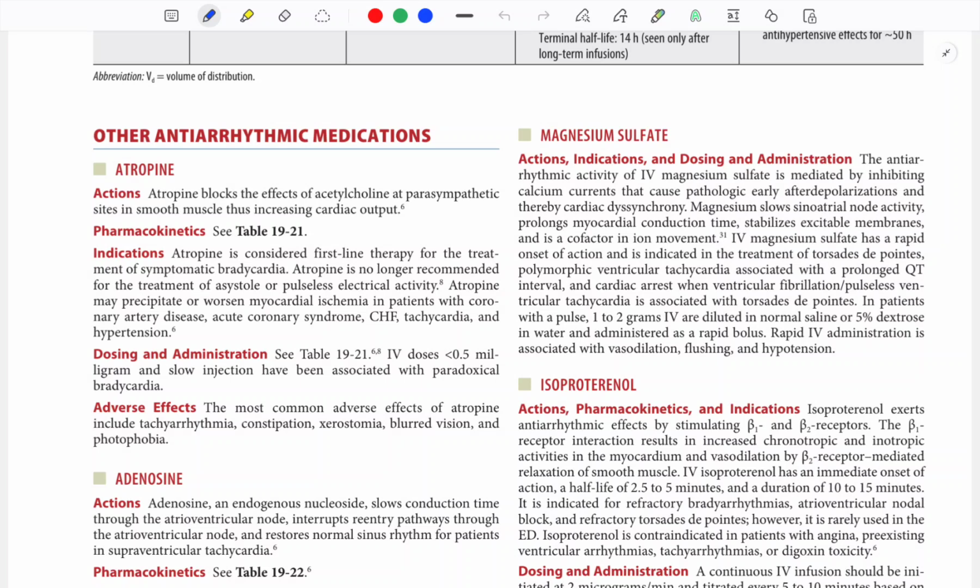Next is digoxin. It acts via blocking the sodium potassium ATPase channel. It also causes direct suppression of the AV node, leading to increased refractory period and reduced conduction velocity. Digoxin has a very narrow therapeutic range, 0.5 to 2 nanogram per ml, and toxicity develops at more than 2 nanogram per ml.